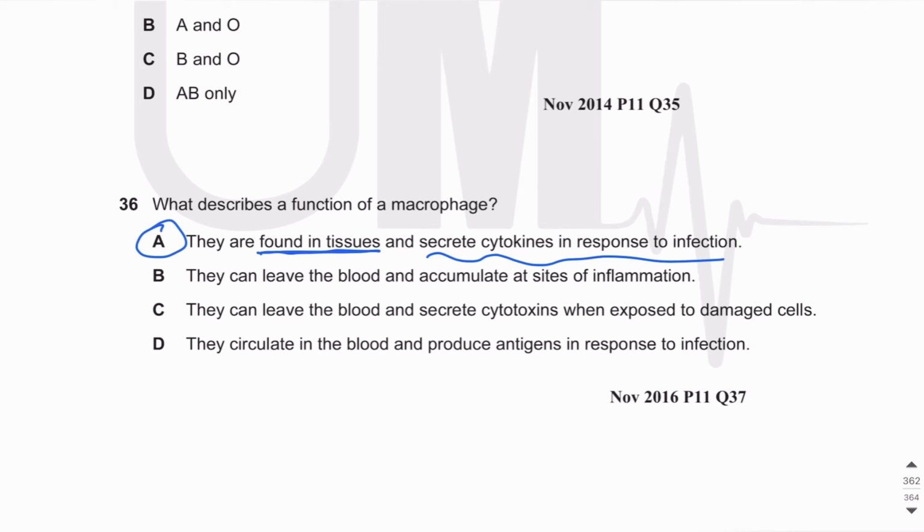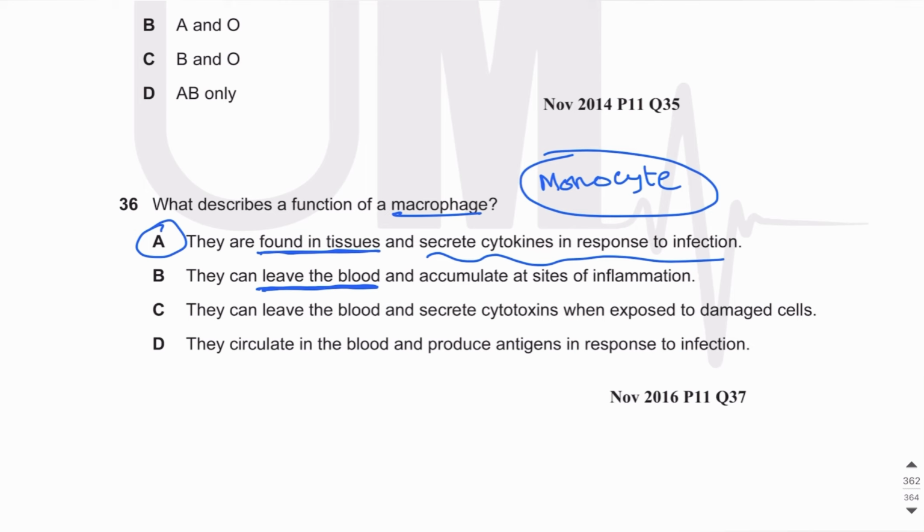If you look at other options, they can leave the blood. So if we talk about leaving the blood, macrophages don't leave the blood. Actually, monocytes leave the blood. So what is the difference between monocyte and macrophages? Monocytes are the precursors of macrophages. What is meant by precursor? So macrophage is initially a monocyte, and then monocyte becomes a macrophage when it goes into the tissue. So monocytes actually leave the blood and go into the tissue and become macrophages.